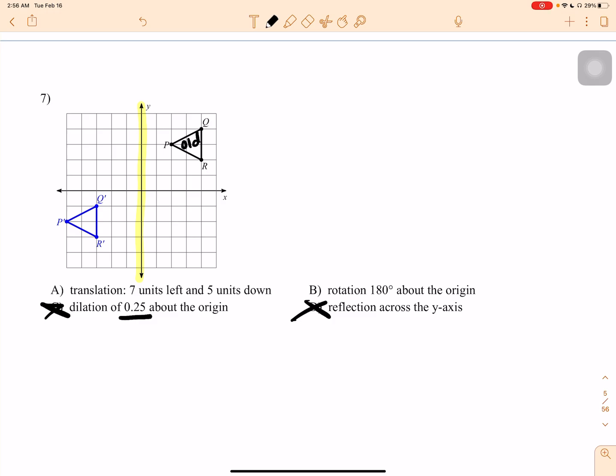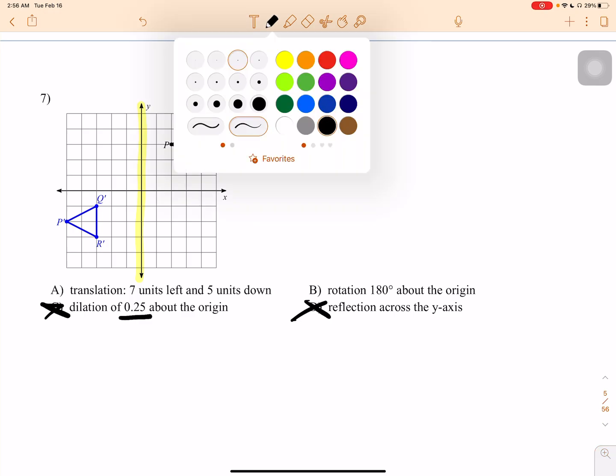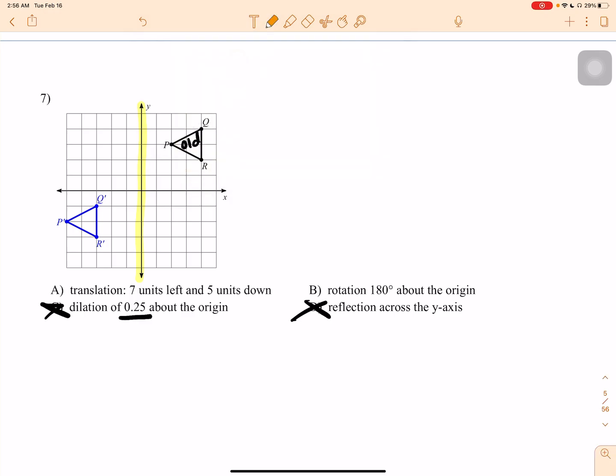So what I would try to do is try out the translation and see if it works. The translation says 7 units left and 5 units down. You always have to start with the old. So let's go ahead and move point P. We'll go 1, 2, 3, 4, 5, 6, 7. Yep, that was 7 units left. 1, 2, 3, 4, 5. 5 units down, I did end up there. Let's do it for every point though, okay?